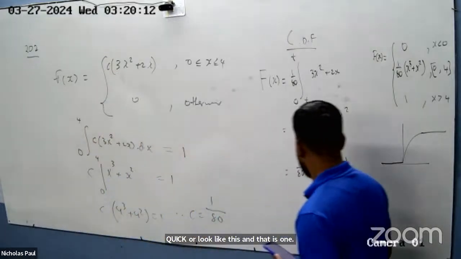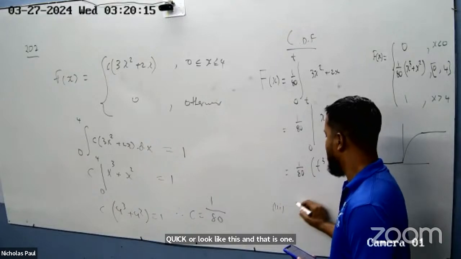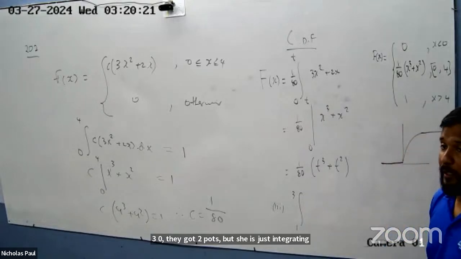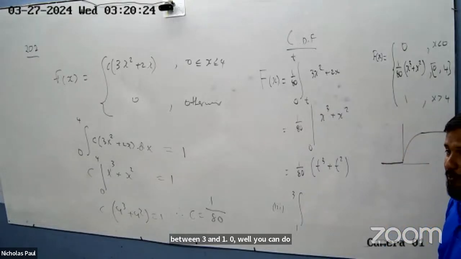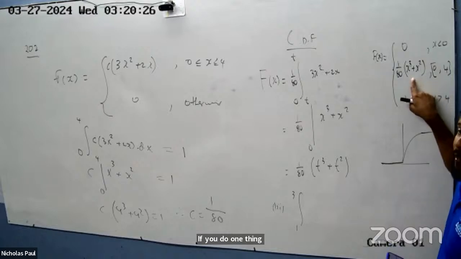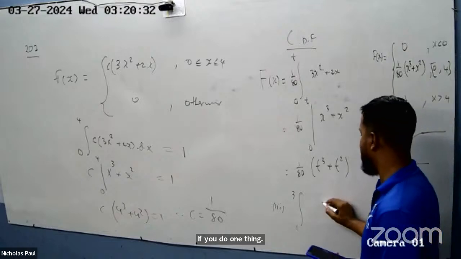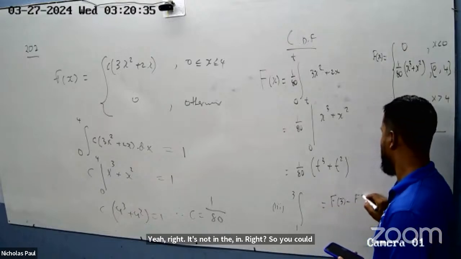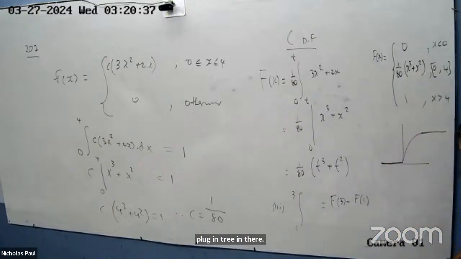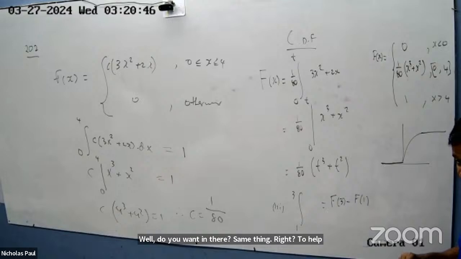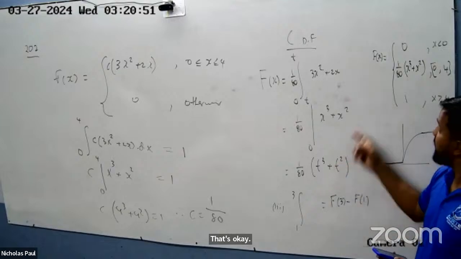Part 3 is just integrating between 1 and 3. Or, if you don't want to integrate, you can plug in 3 here, plug in 1 here, and subtract. Same thing. That's what the cumulative function is for, to help you eliminate the integration. I just want to use this: plug in 3 and 1.